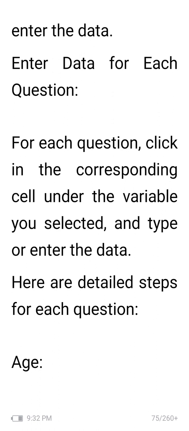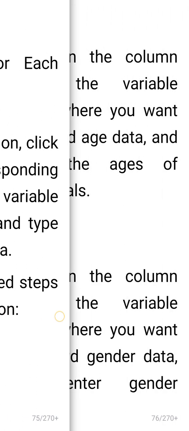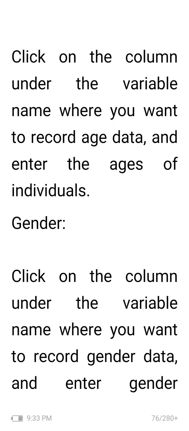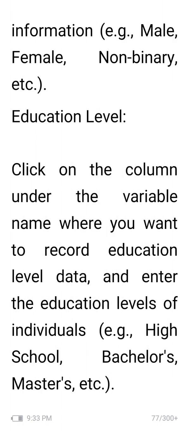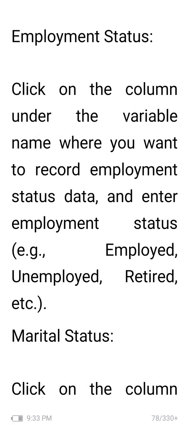For each question, click in the corresponding cell under the variable you selected and type or enter the data. Here are detailed steps for each question. Age: click on the column under the variable name where you want to record each data and enter the ages of individuals. Gender: click on the column under the variable name where you want to record gender data and enter gender information: male, female, non-binary, etc. Then education level: click on the column under the variable name where you want to record education level data and enter the education levels of individuals: high school, bachelor's, master's, etc.